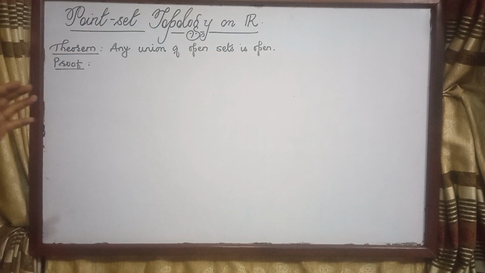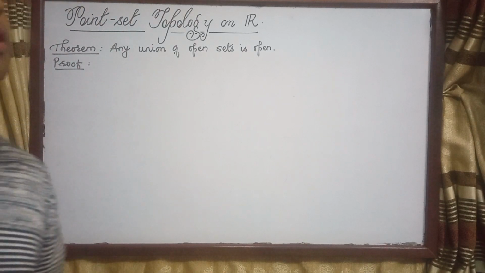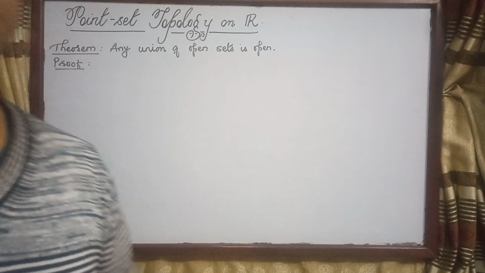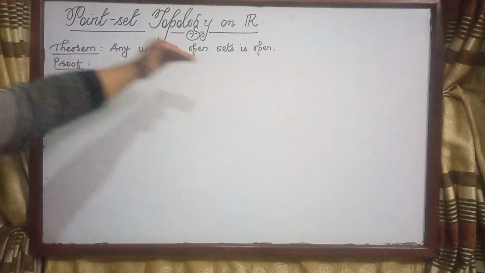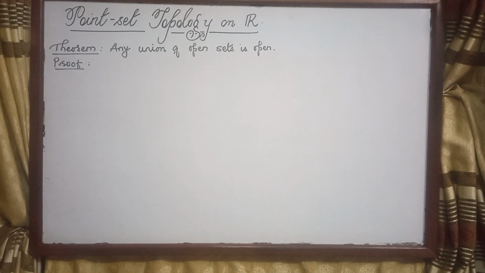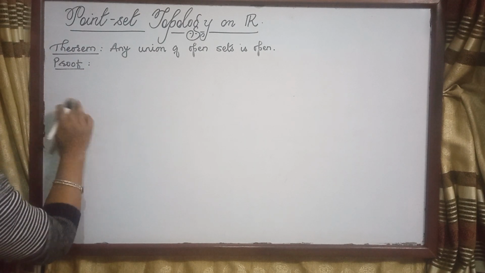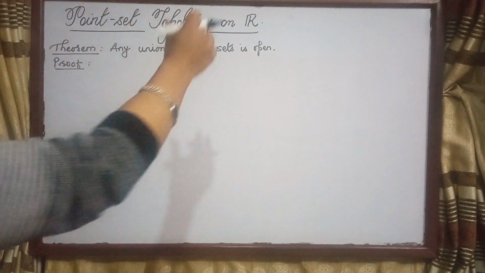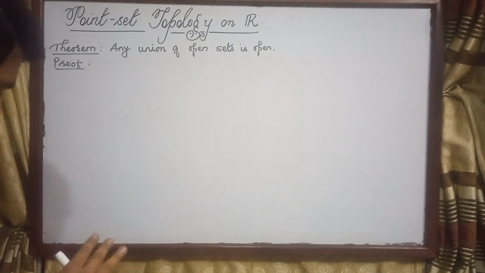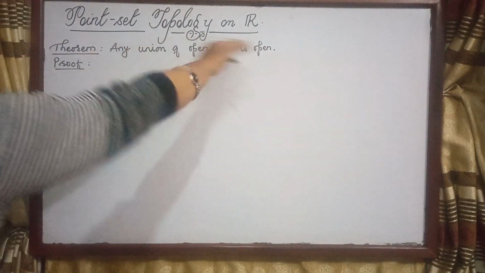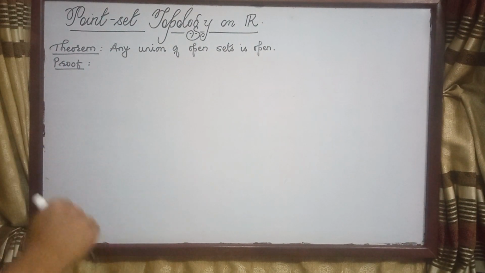Any arbitrary union, it can be a finite union, it can be a countable union, or it can be an uncountable union. Whatever kind of union you choose, which involves open sets, will always be open. This is what this theorem says: any union of open sets is open. So basically, what we need is a collection of open sets. By open sets, I mean open sets in R, and "is open" means open in R. That's the obvious omission in these kinds of statements, as long as we're discussing point set topology on R.